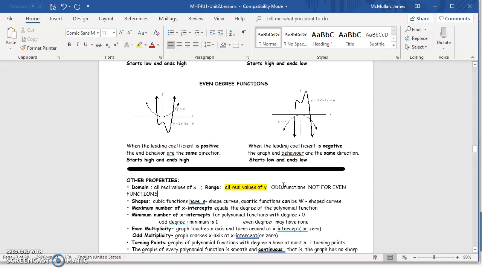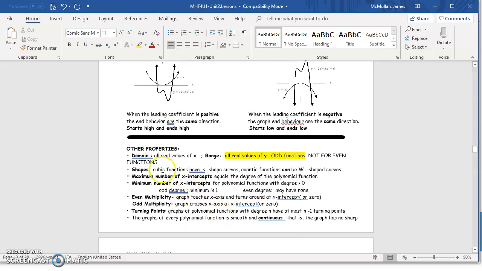Even functions, because they start and end in the same quadrant, will always have some number that they never get above, or some number that they never get below. So you've got to change this where it says range. It's not all real values. It is all real values for odd, okay? It is not all numbers for even. Even will have a limitation.